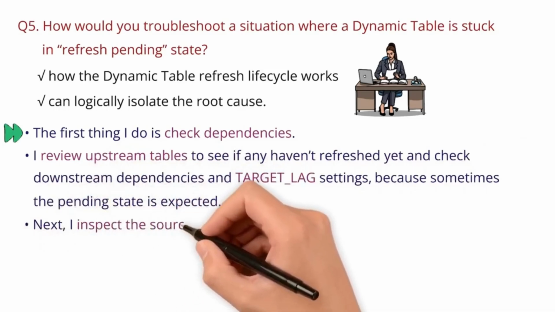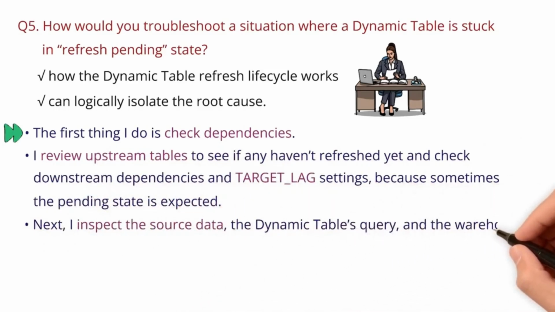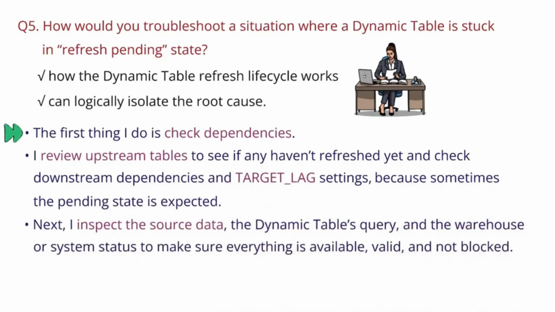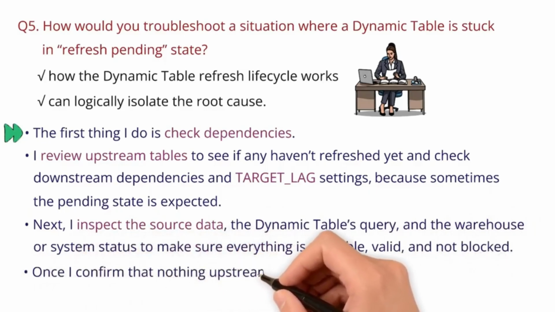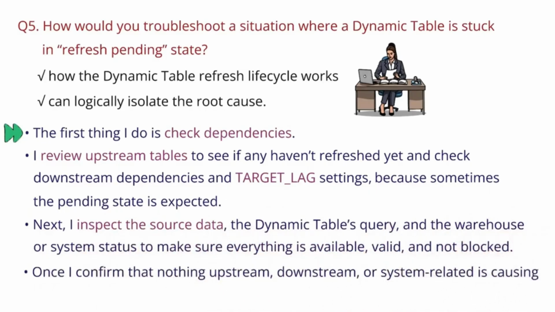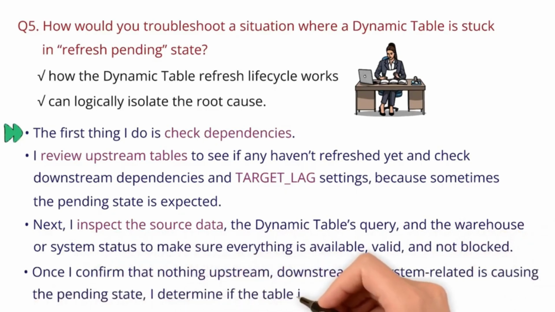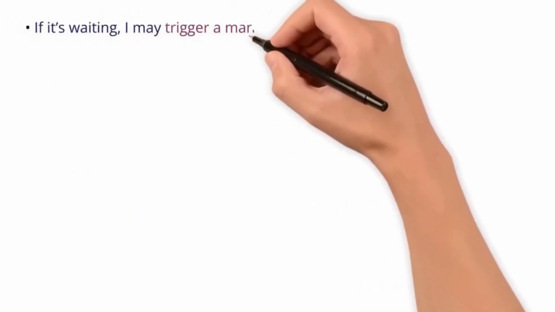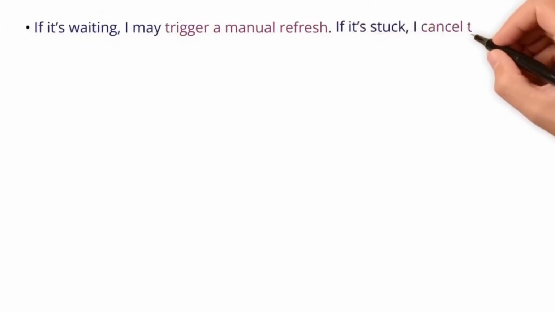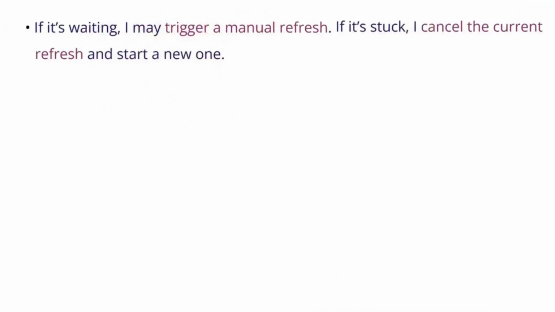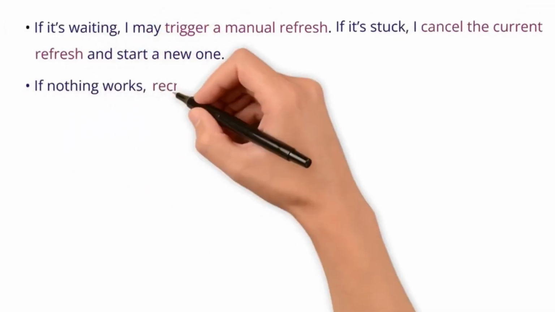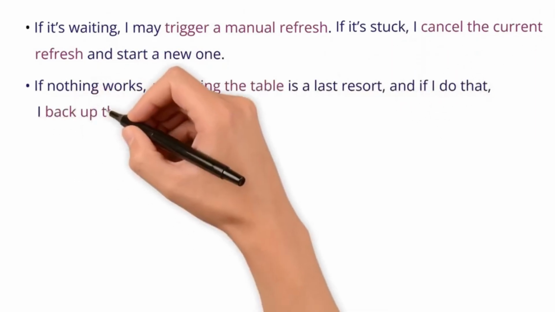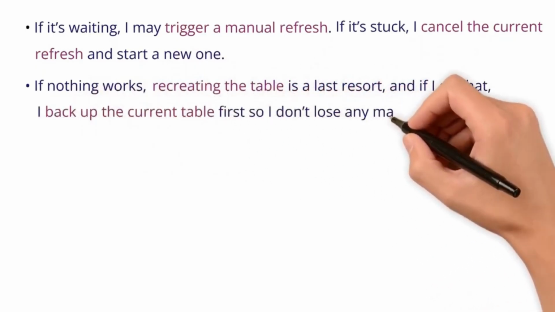Next, I inspect the source data, the dynamic table's query, and the warehouse or system status to make sure everything is available, valid, and not blocked. Once I confirm that nothing upstream, downstream, or system related is causing the pending state, I determine if the table is simply waiting or truly stuck. If it's waiting, I may trigger a manual refresh. If it's stuck, I cancel the current refresh and start a new one. If nothing works, recreating the table is a last resort. And if I do that, I back up the current table first so I don't lose any materialized data.